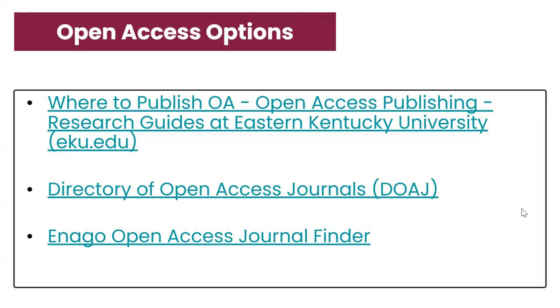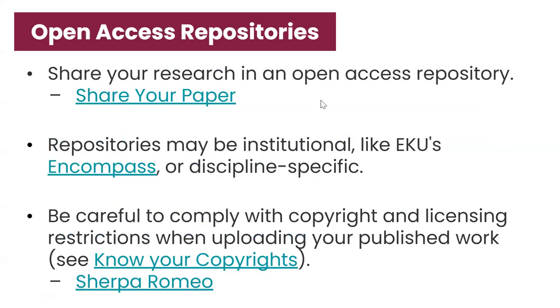Okay. All right. So let's talk about repositories. You can share your research in an open access repository. So shareyourpaper.org, it automatically makes a journal article open access according to the journal policies. You can just paste in your DOI to this website and follow the steps. And then also, when you submit your research, you can ask to publish either a preprint or the final version of your work in EKU's repository. So it's called Encompass. Or you can do a discipline-specific repository.